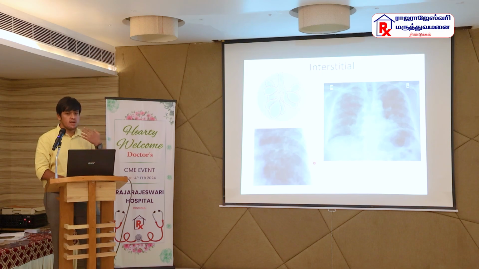Chest X-ray is a two-dimensional projection when it is projected posterior to anterior, and this linear opacity is pointing towards this line of projection. That is, when it is seen in the end-on view, it will appear like a nodule.